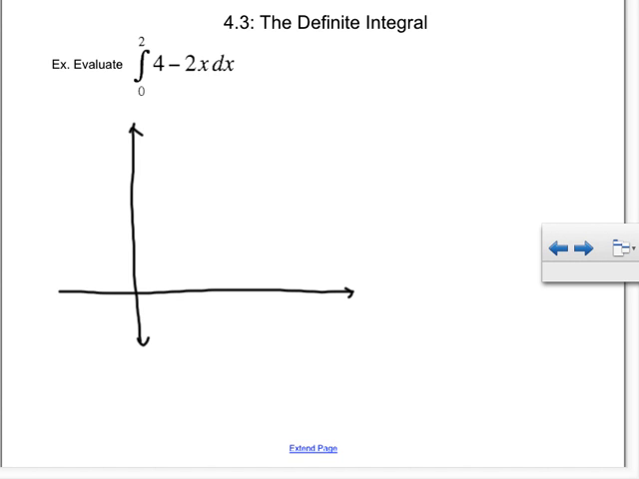So talk to me about this graph. We're graphing the function 4 minus 2x. What kind of shape is it? It's a line. What's the y-intercept of this line? 4. Okay. So 1, 2, 3, 4. That's the y-intercept. And then what's the slope of this line? Negative 2. So this line actually will look like this.